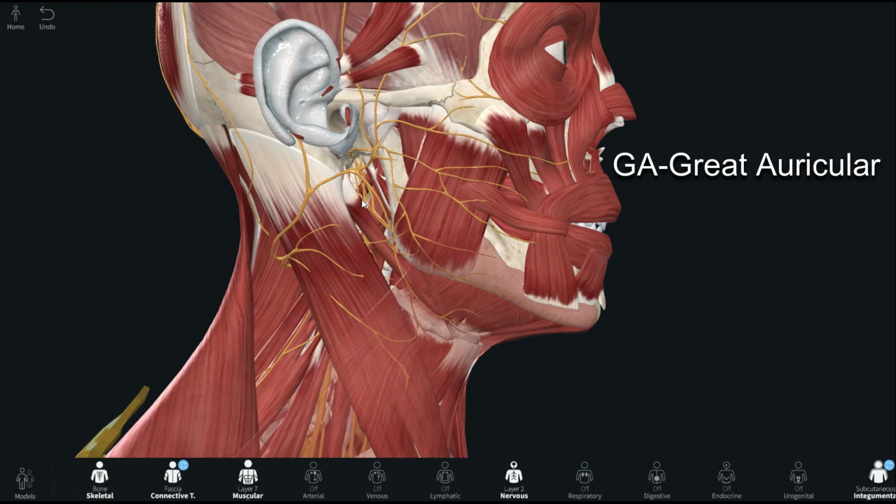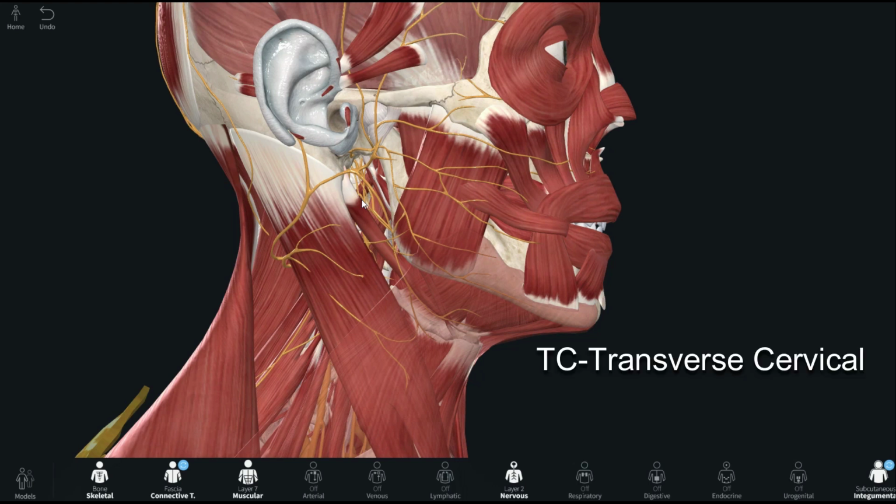Okay, so GA stands for Great Auricular. So Lord, LO, stands for Lesser Occipital. Galleon, GA, stands for Great Auricular. Okay, Tech, T-E-C-H, technology. Tech is TC, and that stands for transverse cervical.